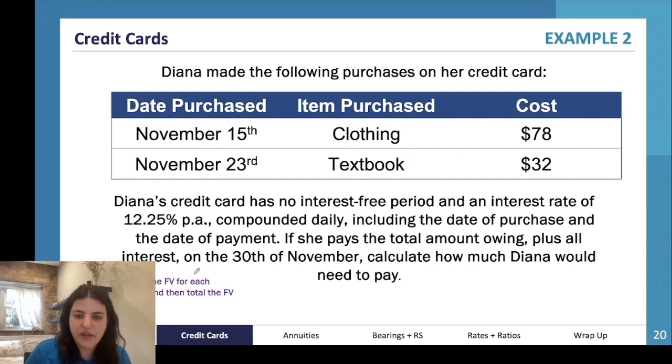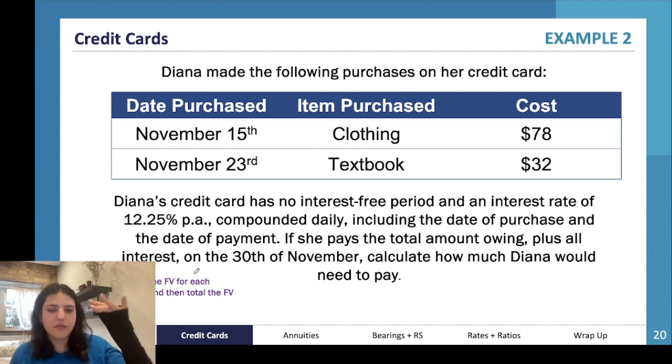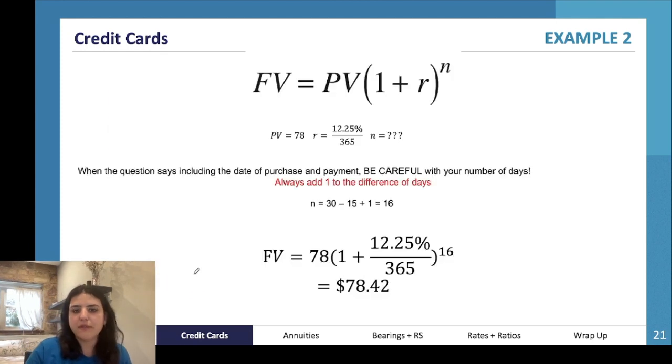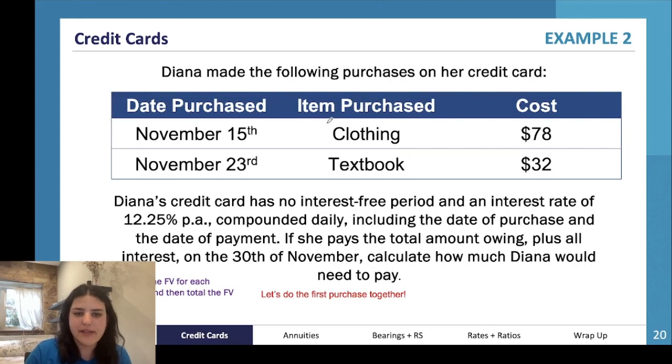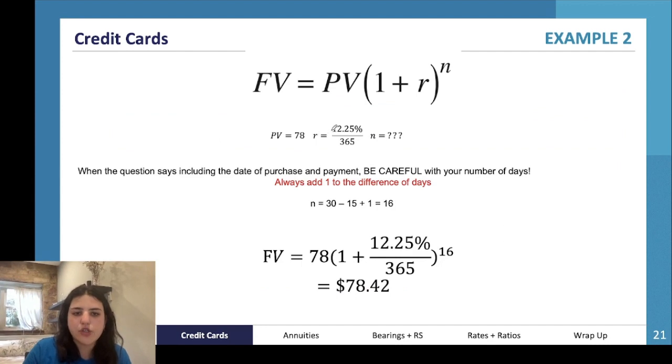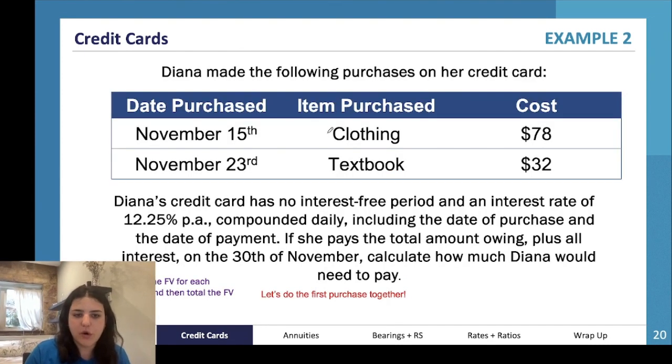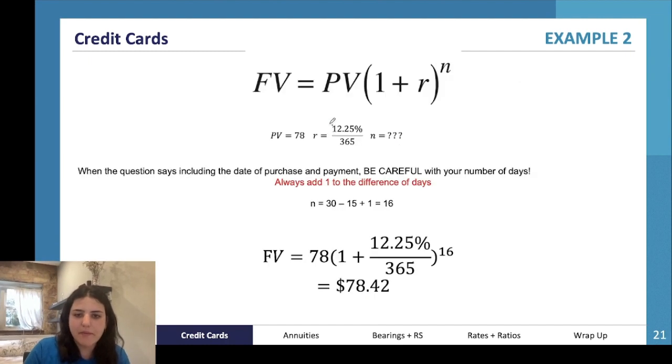Okay. So, going through this, we need to calculate the future value for each purchase and then the total future value at the end. So we need to do November 15th, then November 23rd, then the 30th of November. So we'll do the first purchase together. We've got the future value equals present value times 1 plus RN. So our present value for that clothing item was $78 on the 15th. So we have our rate as well, which was 12.25% compounded daily. We pop that in here.